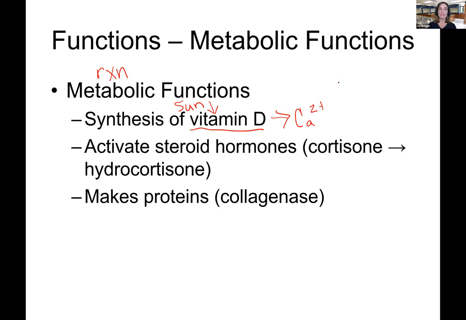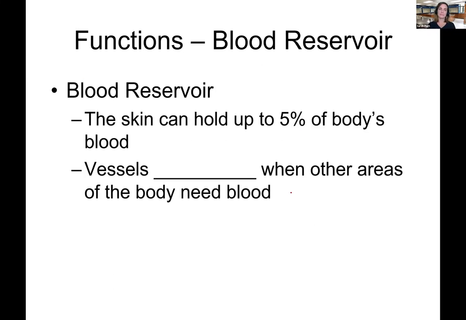Another metabolic function of your skin is that it can activate some hormones, things like hydrocortisone. And then also it can make proteins like collagen or collagenase. And we know collagen is that really tough protective fiber that's really, really strong. So all of these things are made by the skin. And then one of the last functions of your skin is that it's a blood reservoir.